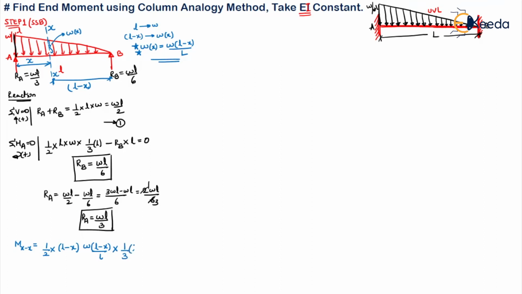So 1 by 3 of L minus x. Hope you all have understood. It is very simple. Only thing is it's not numerical. You have it in terms of W, L and x. This minus your RB into L minus x. So minus RB is how much? WL by 6 into L minus x. So this is your bending moment at xx.